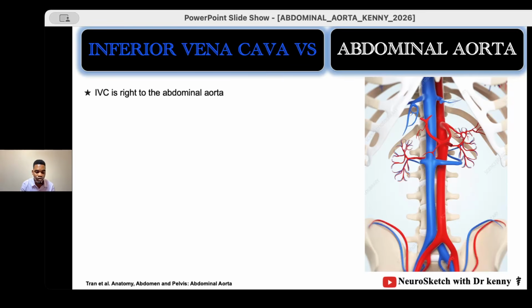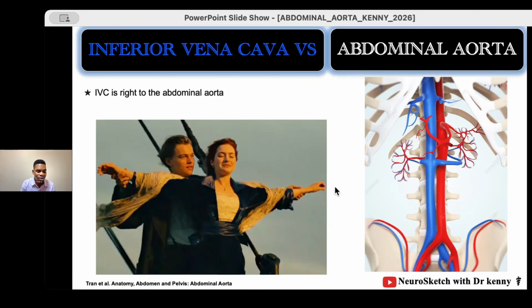And this reminds me of the famous movie Titanic, where you have Jack and Rose, and Jack is on the right side of Rose. Jack here represents the inferior vena cava, and Rose represents the abdominal aorta. This is a very, very beautiful relationship that you can always use to remember the relationship between the inferior vena cava and abdominal aorta.